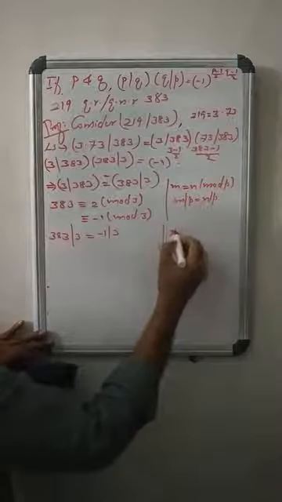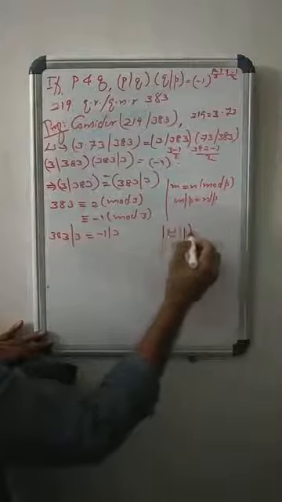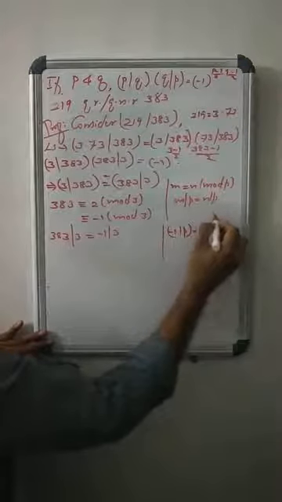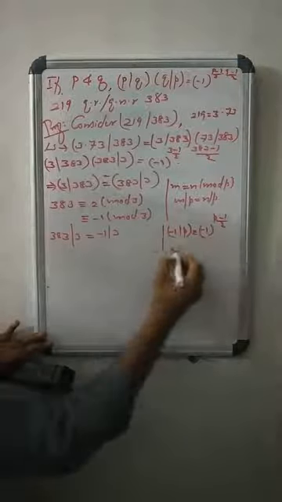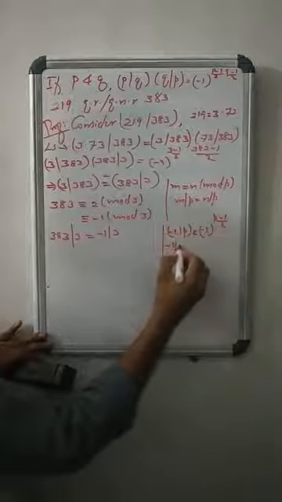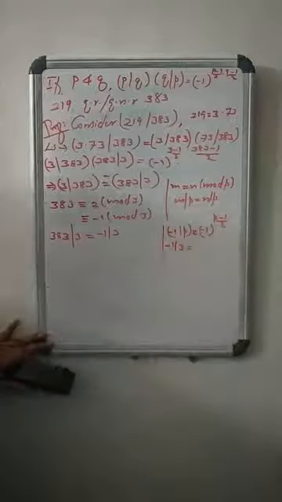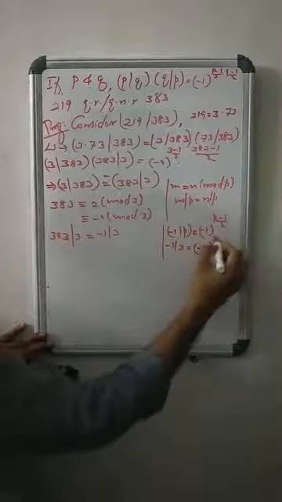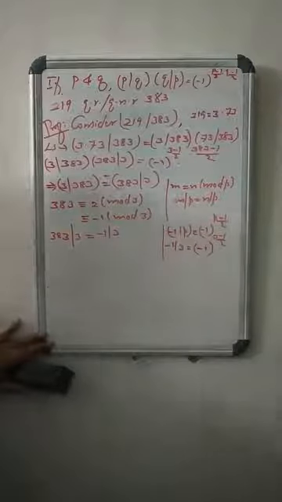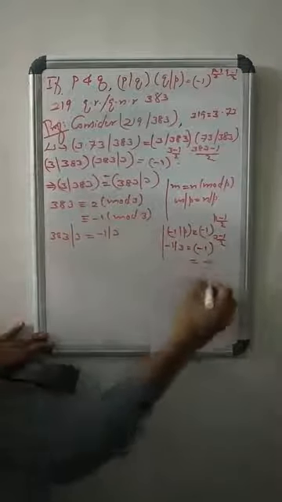We have the evaluation of (-1/p): (-1/p) = (-1)^((p-1)/2). Great? Okay, so what is (-1/3)? The evaluation of (-1/p), where p is an odd prime, is (-1)^((3-1)/2) = (-1)^1 = -1.